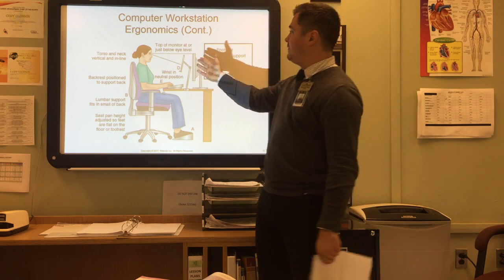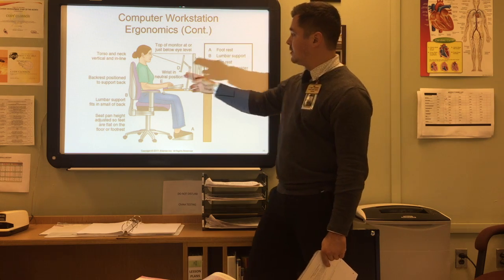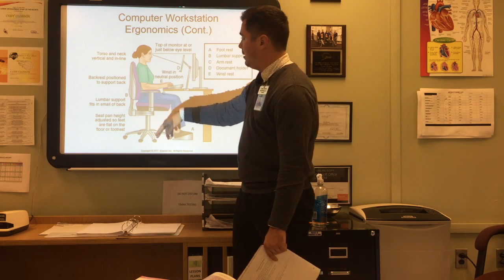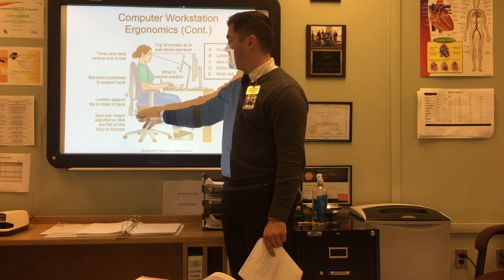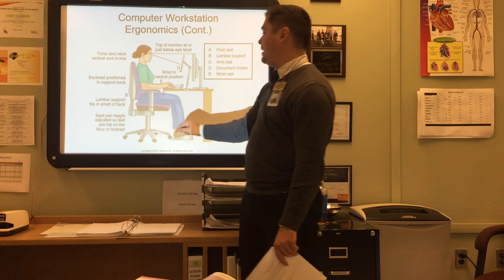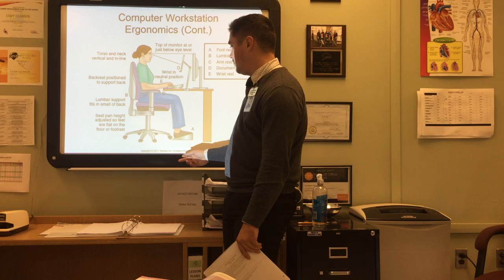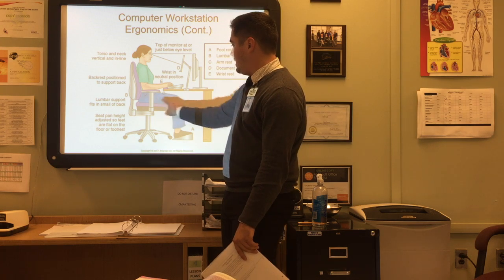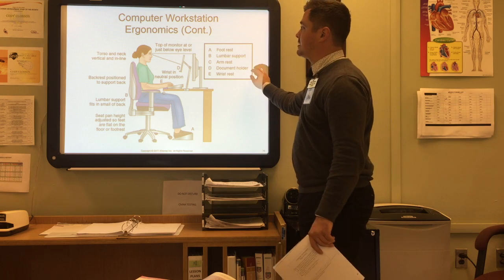Some of the things you need to have: the top of your monitor should be just below your eye level. Your torso and neck should be in a vertical line, as you can see here. They're all lined up. Your back rest should be positioned to support the back. Your lumbar support fits in the small of the back. And your seat pan height should be adjusted so that your feet are flat on the floor or the footrest. You see a 90-degree angle right around here on her knees as well. That's a good ergonomically correct workstation.